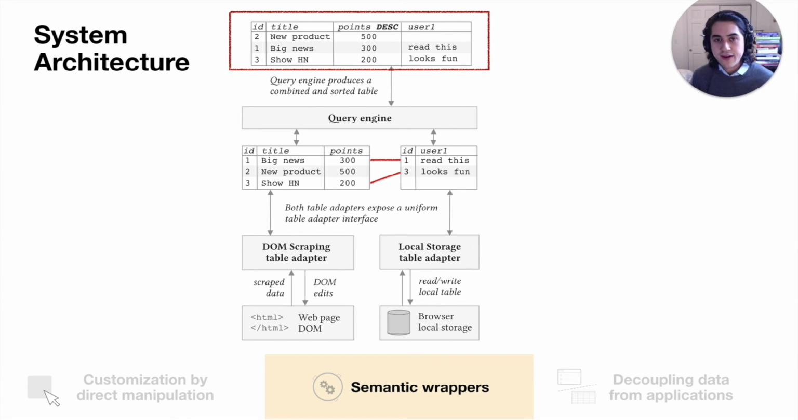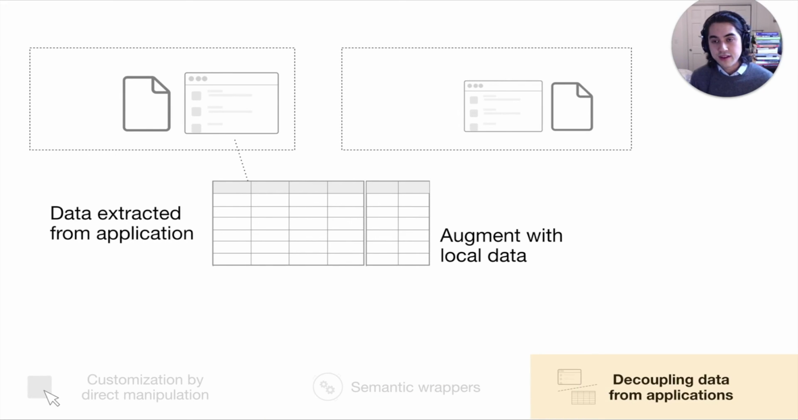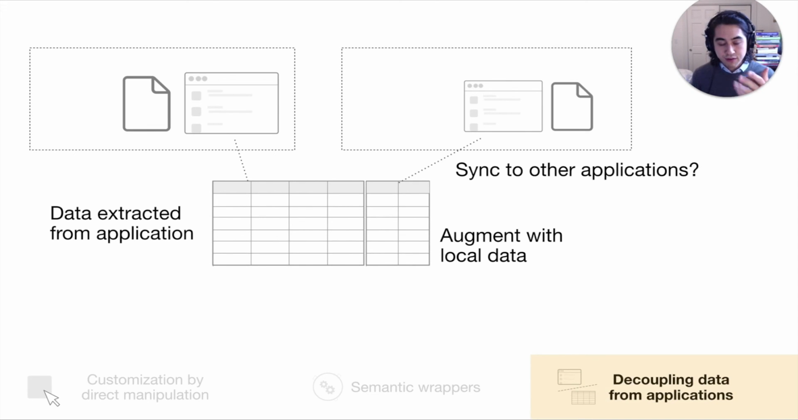This is a fairly generic mechanism that could be extended to do other kinds of things. One example is, beyond augmenting with local data, could you use this mechanism to sync data between different applications? Or maybe I could share that column of annotations with another user directly via some peer-to-peer mechanism. We haven't explored these yet, but we're interested in exploring them in future work.